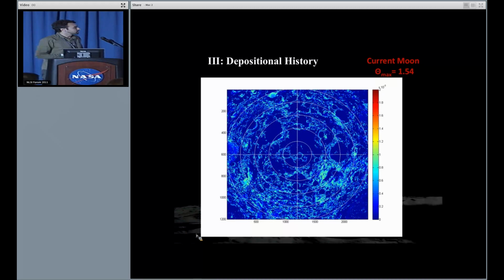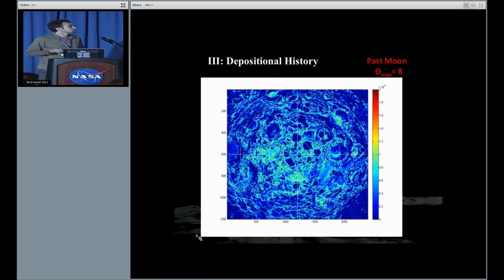Then we can go back to past obliquities. It doesn't look all that different at 4. At 8, we start to get this. And this is sort of interesting given what we heard from Bill Boynton earlier about all the neutron data sets showing an enhancement as you get closer to the poles, or the neutron flux decreasing. So maybe past obliquities can start to explain that story.